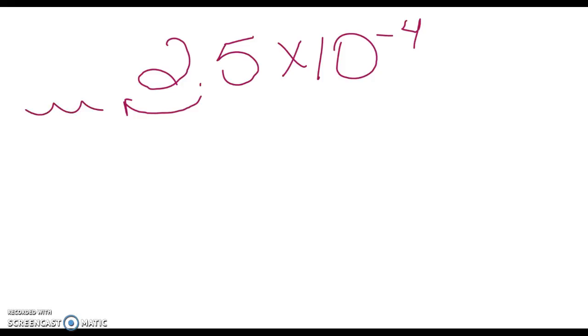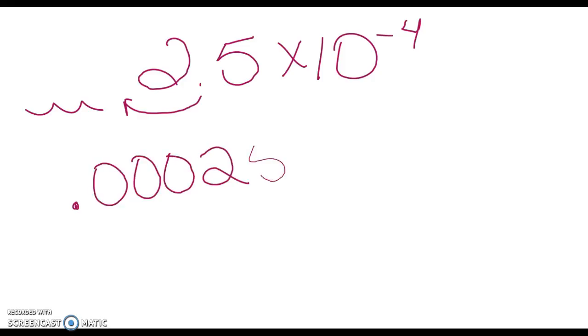So my decimal point ends up here. Oh, I'm sorry. And then that's the number. So 2.5 times 10 to the negative 4 is actually 0.00025.